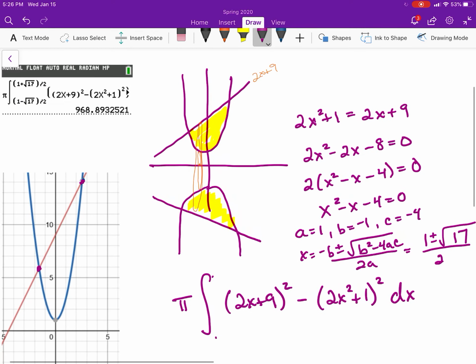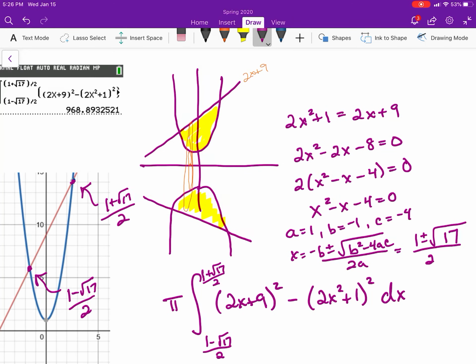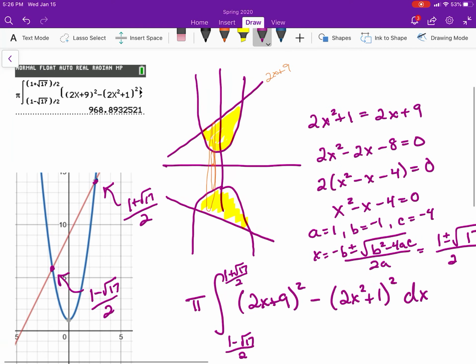So this is 1 minus the square root of 17 divided by 2, because that would be the negative coordinate. And then this would be 1 plus the square root of 17 divided by 2. So those are your limits of integration. This is kind of yucky, but if you have a graphing calculator or you use an online program, you can just type those limits directly in there, and it'll integrate for you. On the TI, you click the math button, and then choice 9 gives you the integral, and you can just type that in, and it gives you the answer of 968.89.